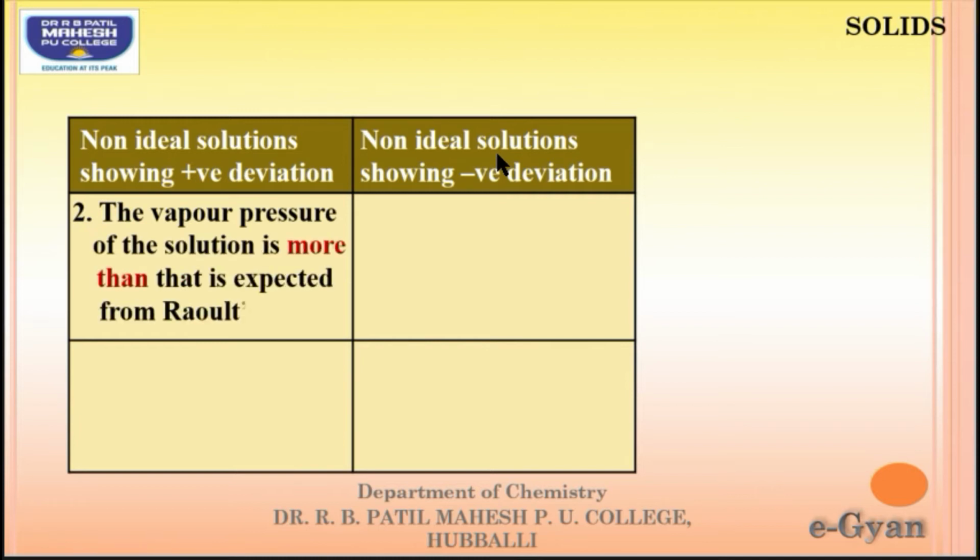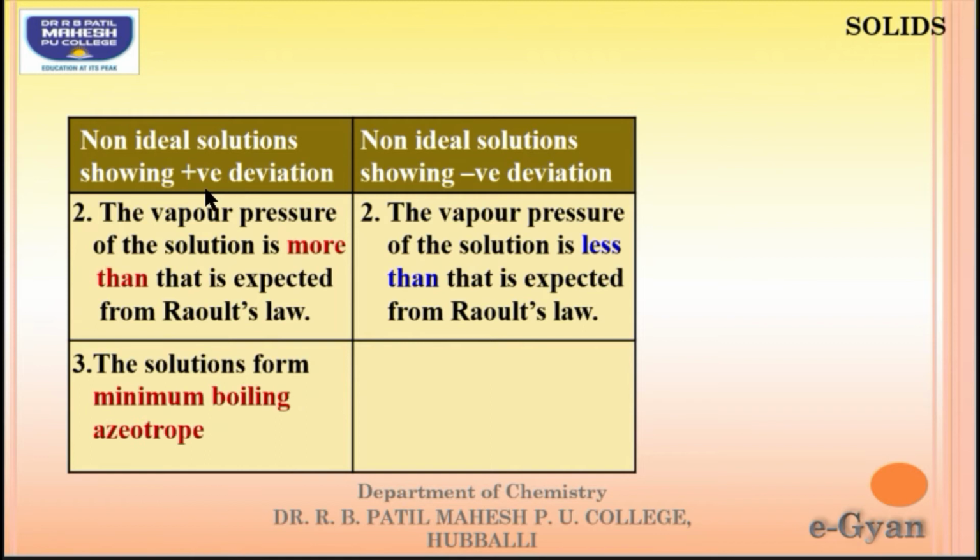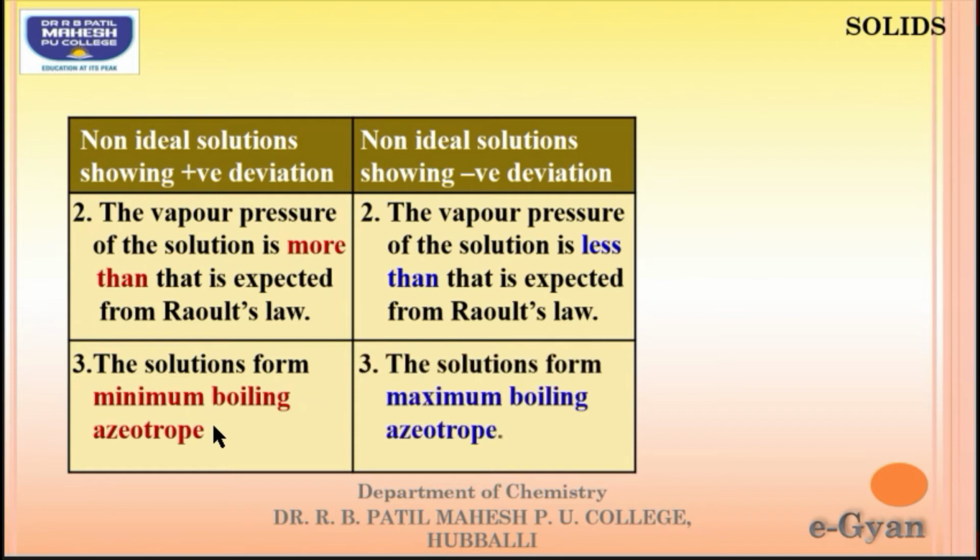In the positive deviation, the vapor pressure of the solution is more than that expected from Raoult's law. Whereas in the negative deviation, it will be less than expected from Raoult's law. Due to this, the solution which shows a positive deviation will boil at a lower temperature, whereas the solution having the negative deviation will boil at a higher temperature.